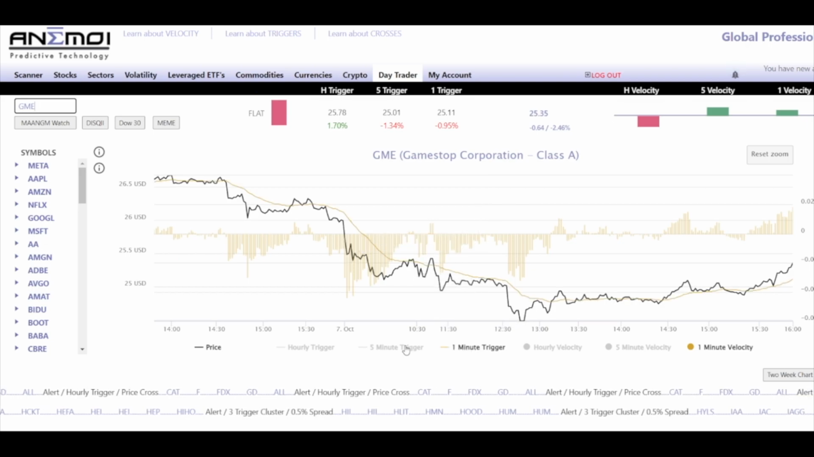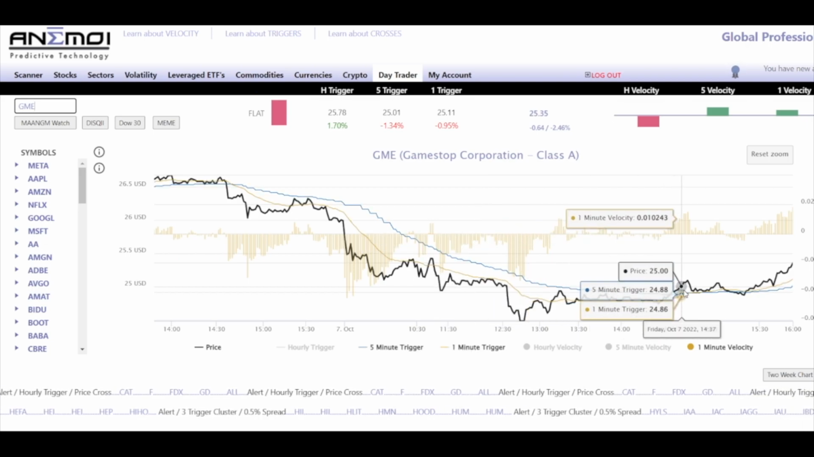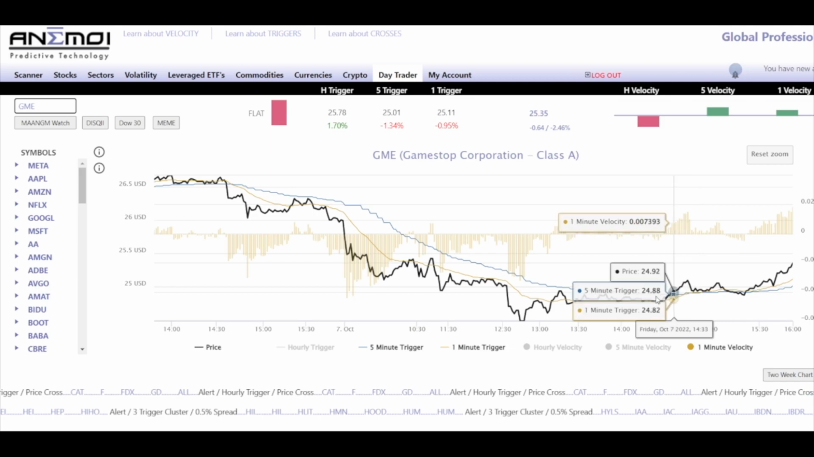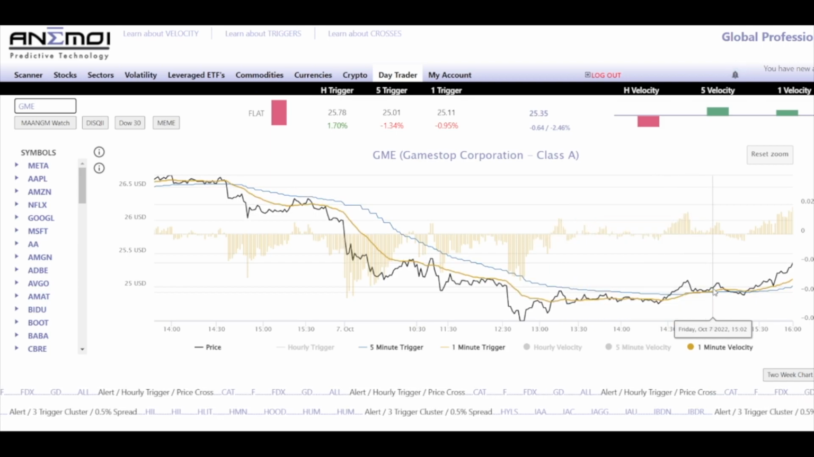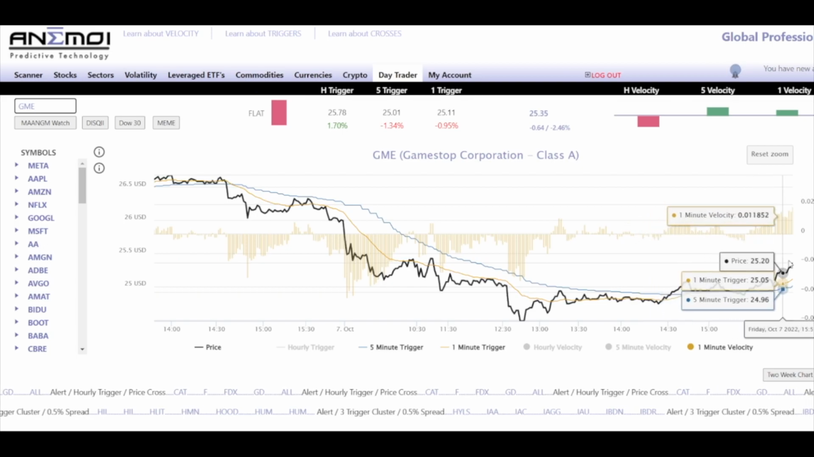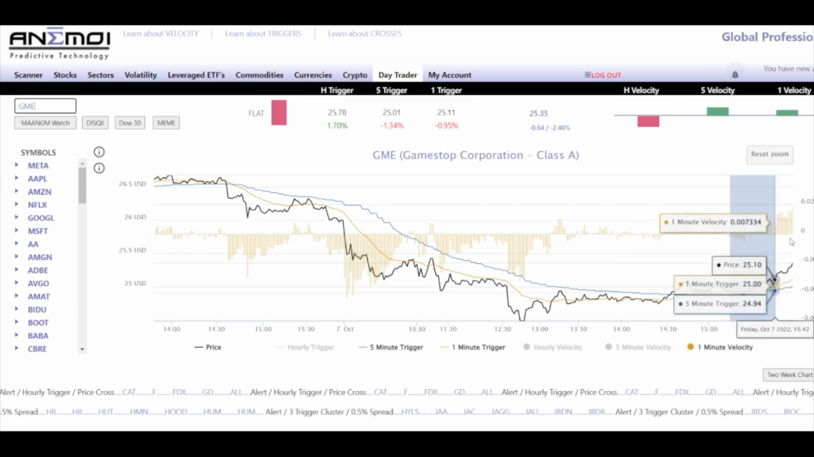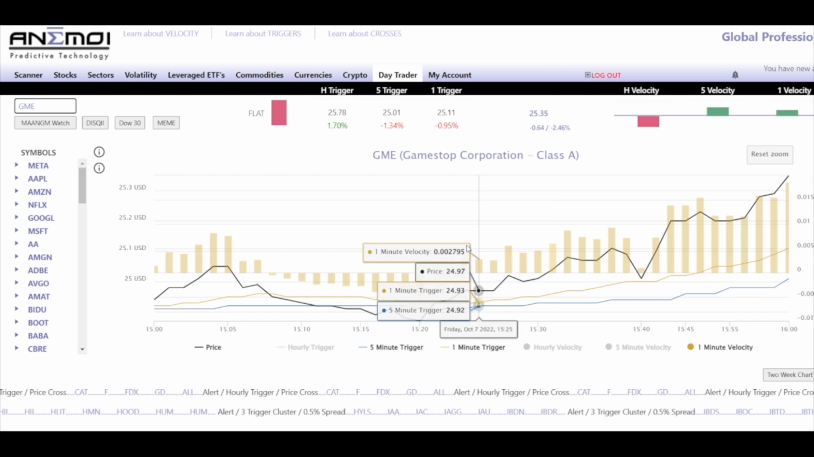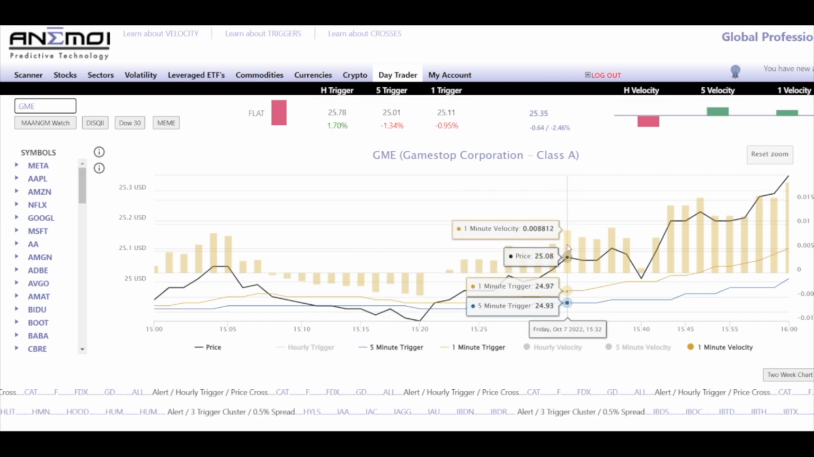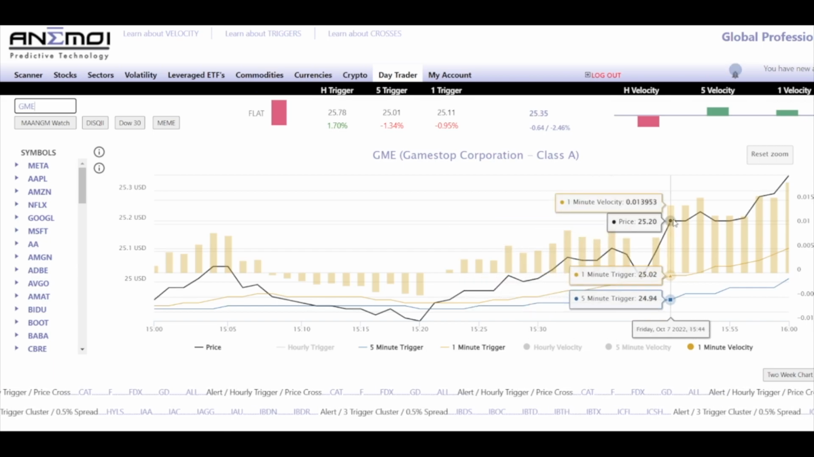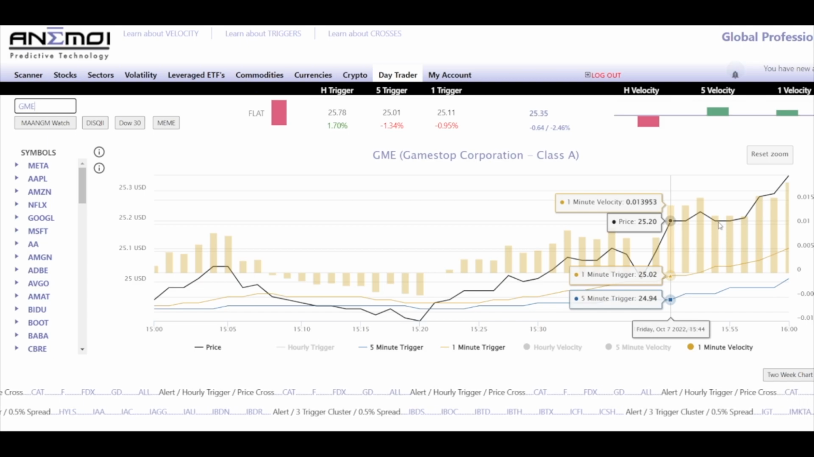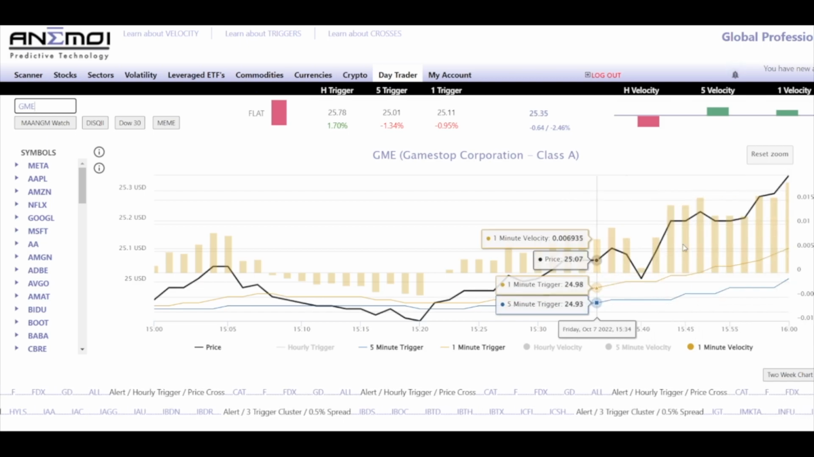Towards the end of the day, we actually have the 1 minute trigger cross above the 5 minute trigger, which tells us that now a buy program is starting. And you can see the reaction that price makes to the upside. With each new high, so 25.08, velocity is 0.008. Then we make a new high, 25.11, velocity is 0.009. We make a new high, 25.20, velocity is 0.013. So with each new high, you can see the 1 minute velocity making a new high.